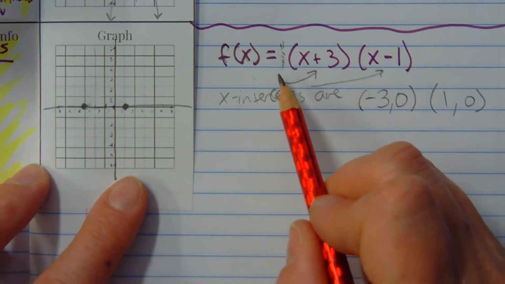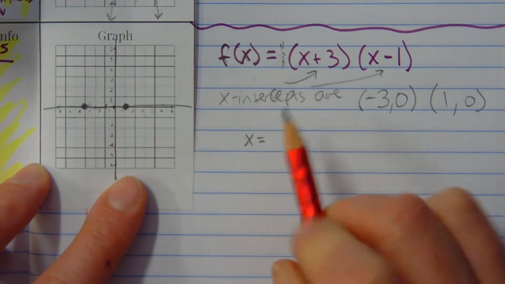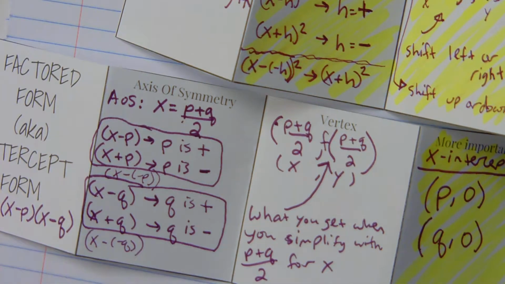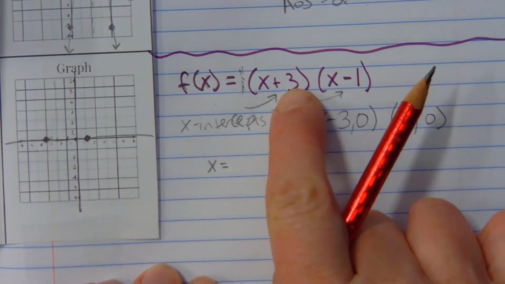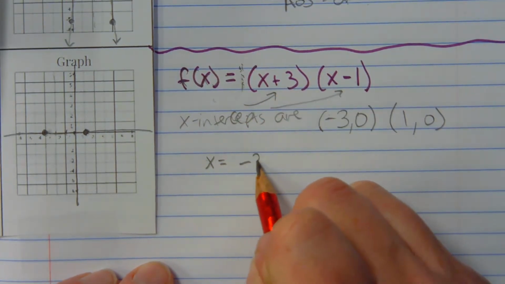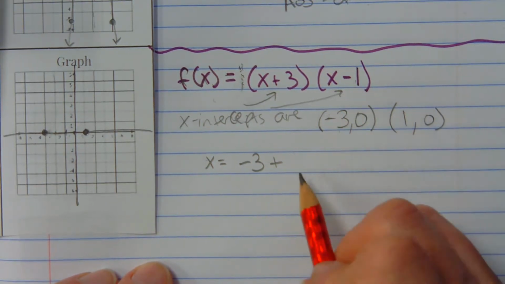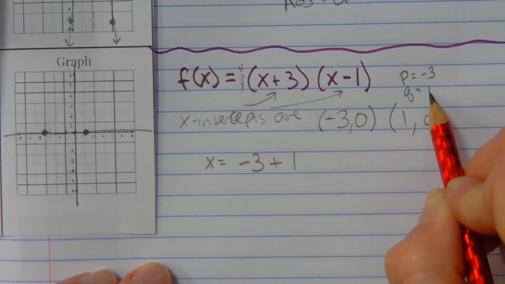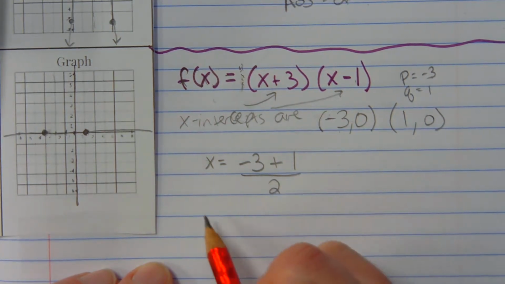So now I want to find my axis of symmetry. So x equals, and I'm going to use this format over here. It's the average of the two. Add them together, divide by 2. So remember, this is a plus 3, so I know that this p is actually a negative 3. And this is minus 1, so I know my q is a 1. So we can put p equals negative 3, q equals 1. That might help for both of that and down here. And then I'm going to divide it by 2.